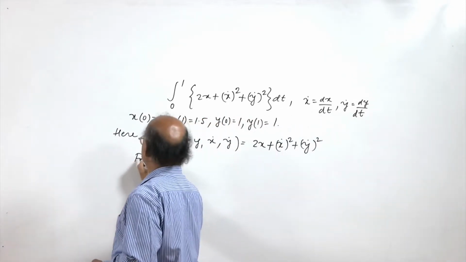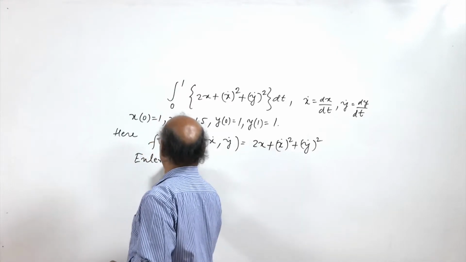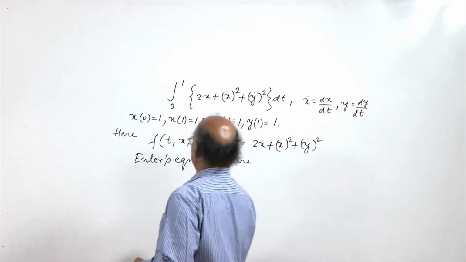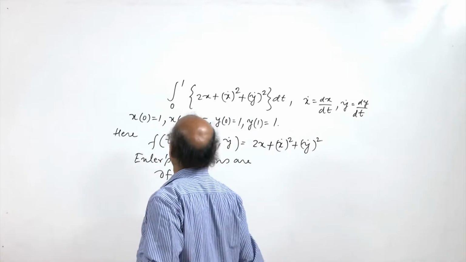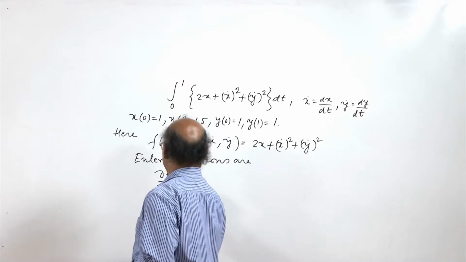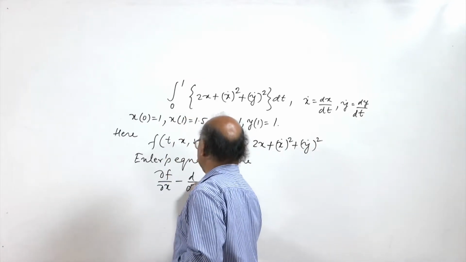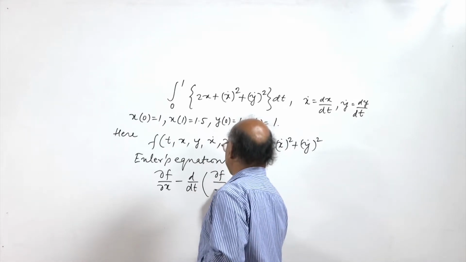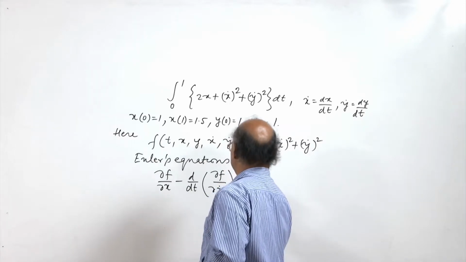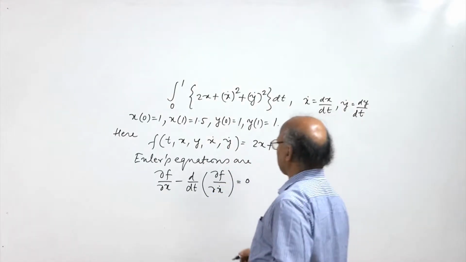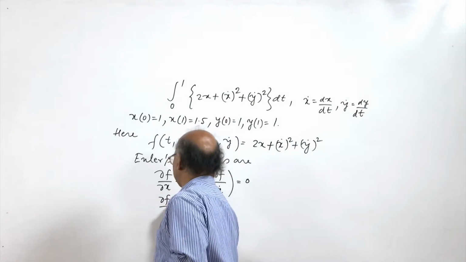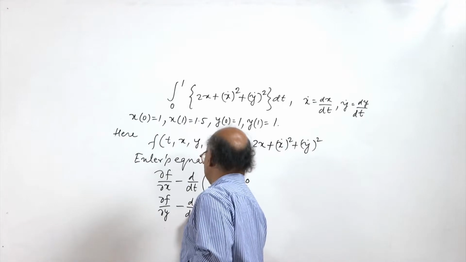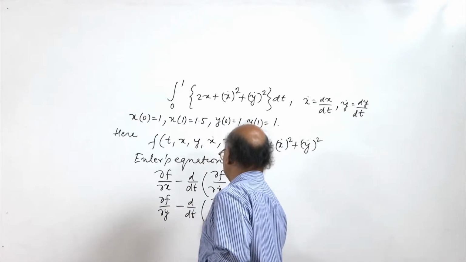The Euler's equations are: delta f over delta y1, so instead of y1 we have x here, minus d over dx will be replaced by d over dt, then delta f over delta y1 dash. So we have delta f over delta x dot equal to 0. This is the first equation. Second is delta f over delta y2, which is delta f over delta y minus d over dt of delta f over delta y dot.